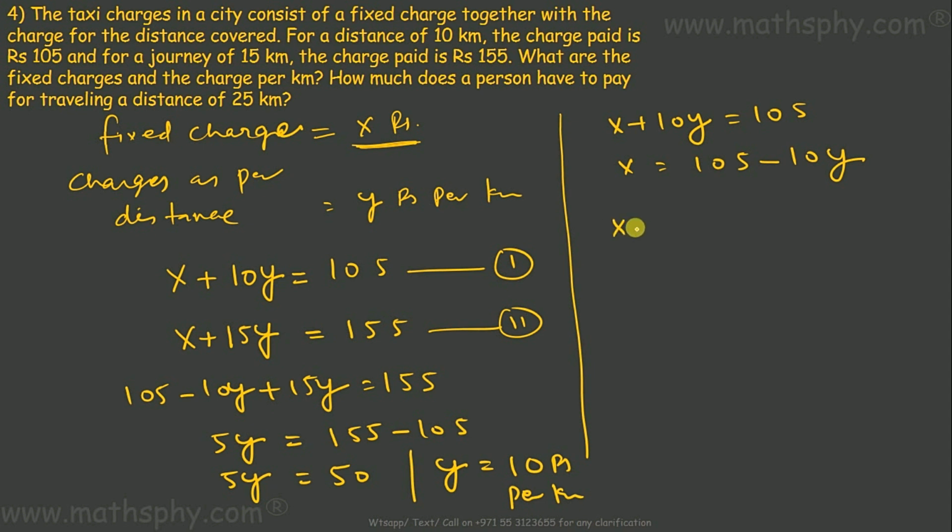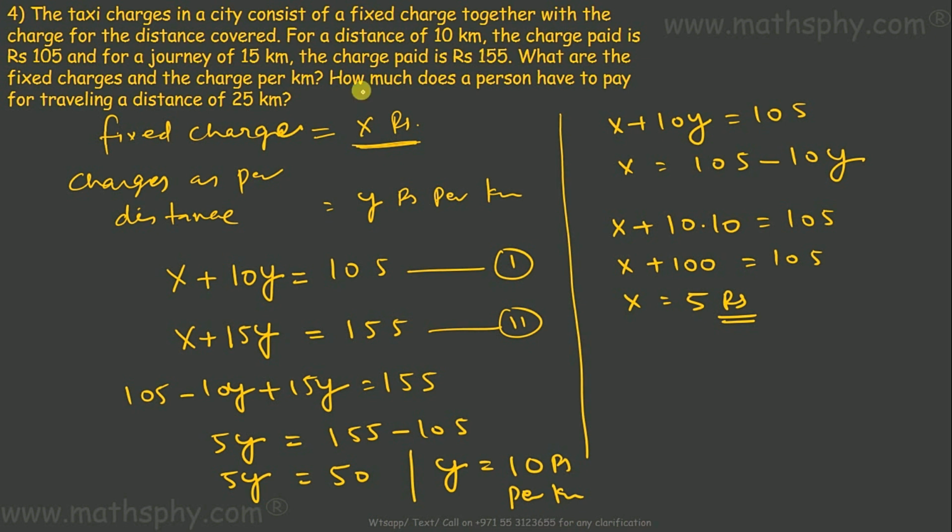I can find out x. So x plus 10y, 10 into y is 10, 10 into 10 is equal to 105. X plus 100 is equal to 105. So x is 105 minus 100 gives you 5 rupees. So fixed charge is 5 rupees and variable charge or charge per kilometer is 10 rupees per kilometer. Now if I see, for 10 kilometers he'll pay 10 into 10, 100 rupees plus 5 rupees fixed, 155. For 15 kilometers he'll pay 15 into 10, 150 plus 5 fixed, 155.